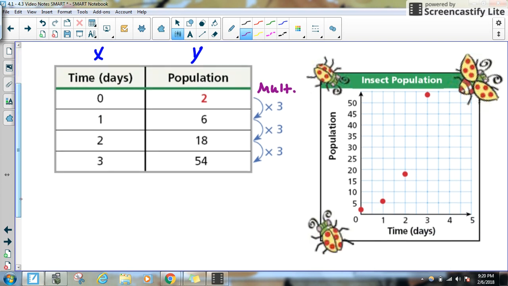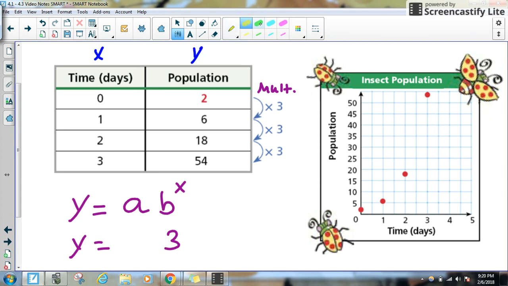So if we were to take a look at the exponential formula, ab to the x, what we know is that the multiplier is 3, all right? We also can calculate the initial value. Now, the initial value is the y value when x is equal to 0. In this problem, when x is 0, y is 2. 2 is the value of a.